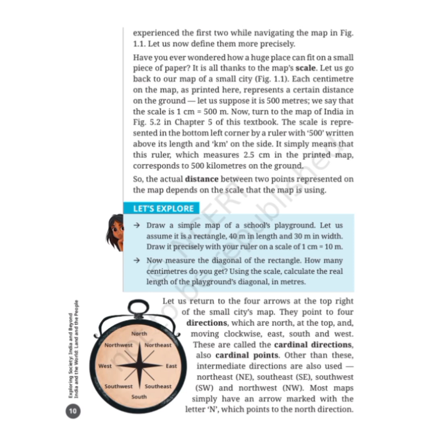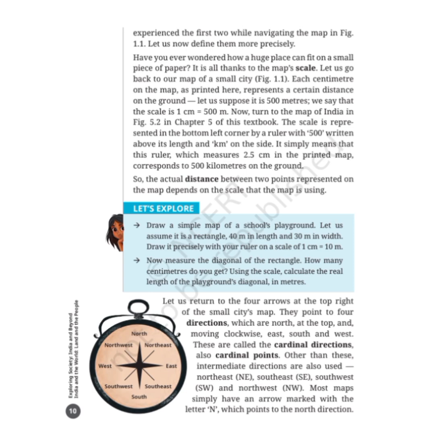Let us go back to our map of a small city, Figure 1.1. Each centimeter on the map, as printed here, represents a certain distance on the ground. Let us suppose it is 500 meters. We say that the scale is 1 centimeter equals 500 meters.